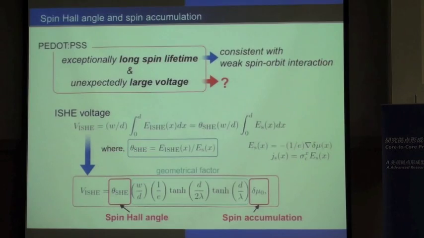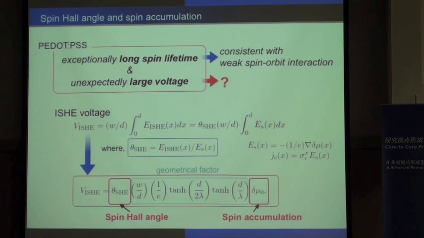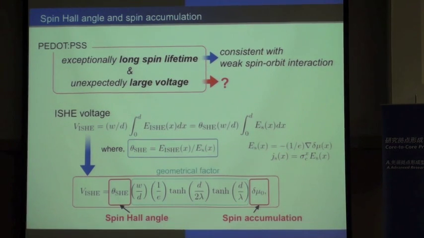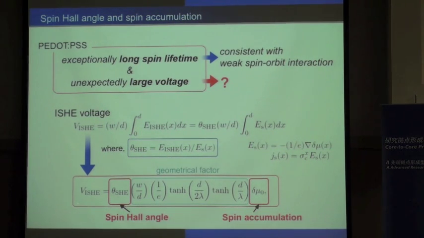To understand the origin of this relatively large signal, it is important to consider separately two factors that influence the magnitude of the electric voltage. This is the electric voltage induced by the inverse spin Hall effect. Except for the geometrical factor, the spin Hall angle, which is the conversion efficiency from a spin electric field to the electric field, and the spin accumulation are key factors for the voltage. The spin Hall angle defined as this equation should be small in the p-dot film because of the very weak spin-orbit interaction. But the very weak spin-orbit interaction in this film promises a large spin accumulation.